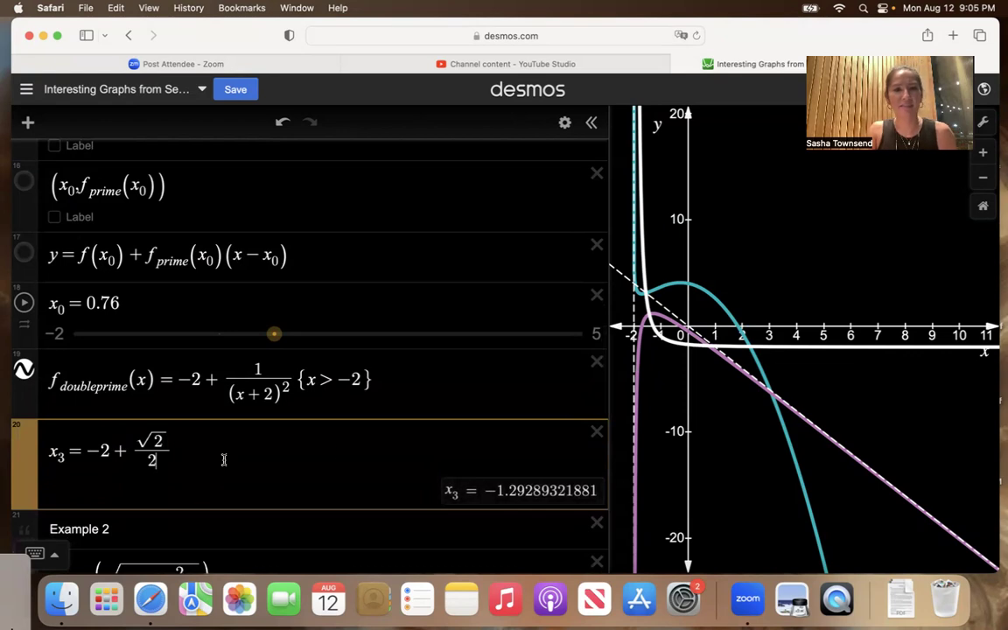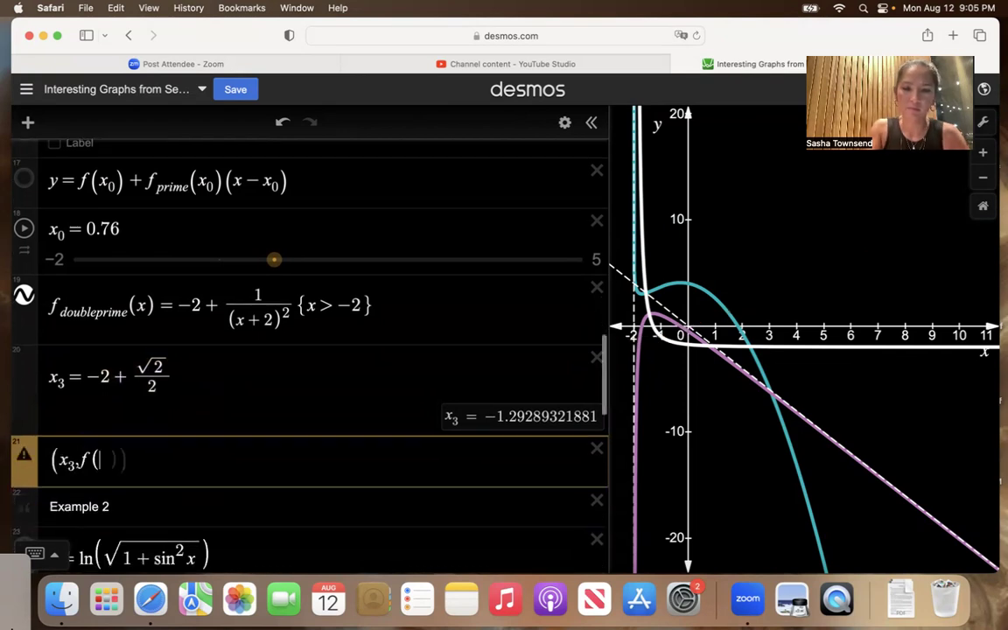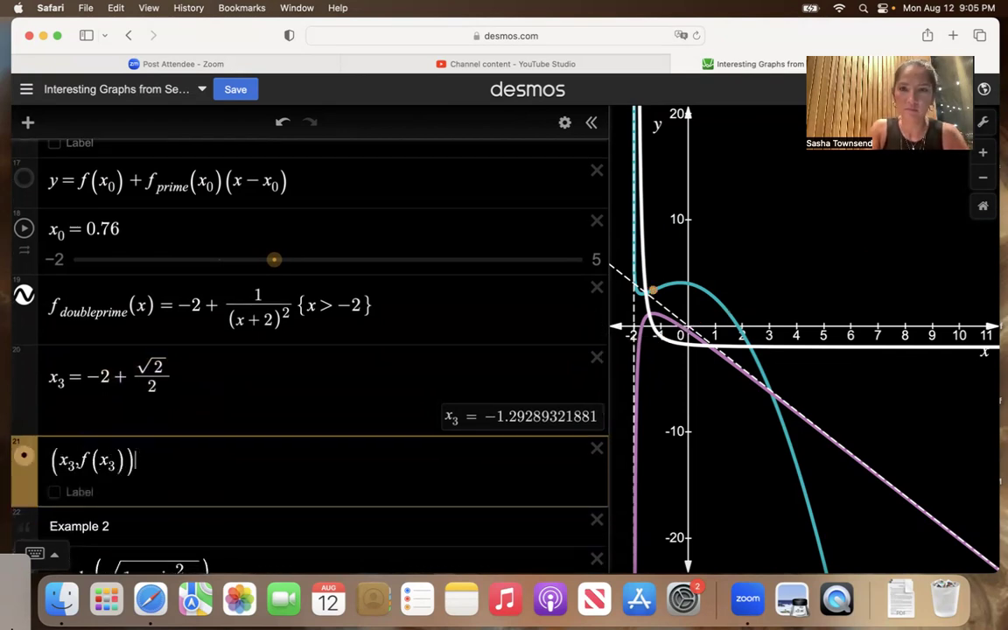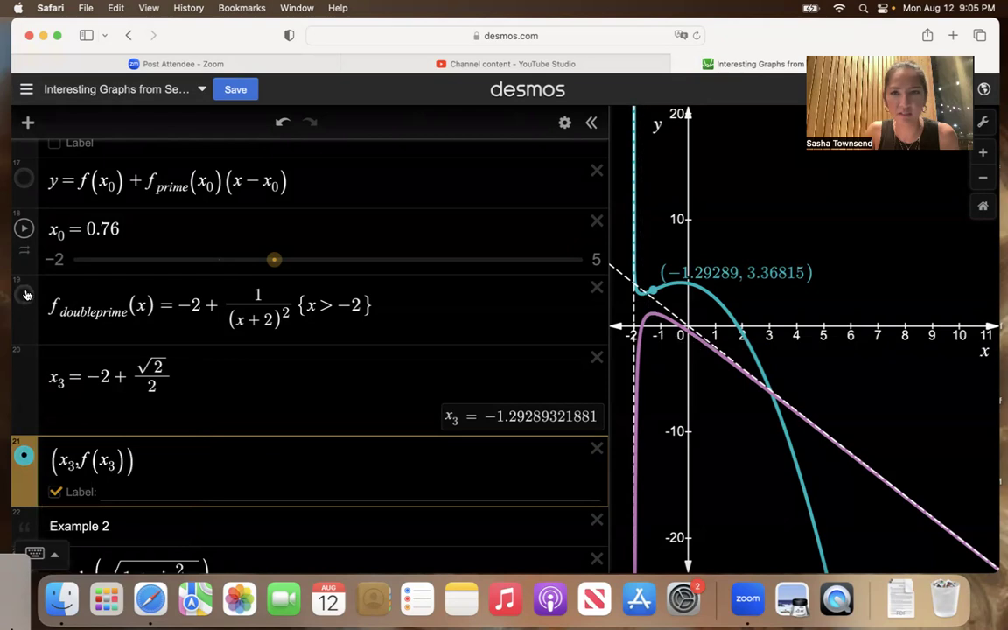Now we could get a common denominator, but I like writing it this way for this particular example, because it shows us that this x value is to the right of x equals -2. So if we evaluate f at x3, this is what we get. That should be a point of inflection of the original function.